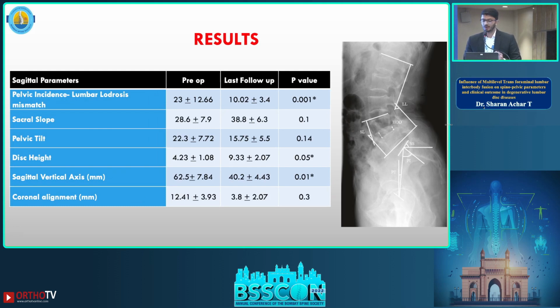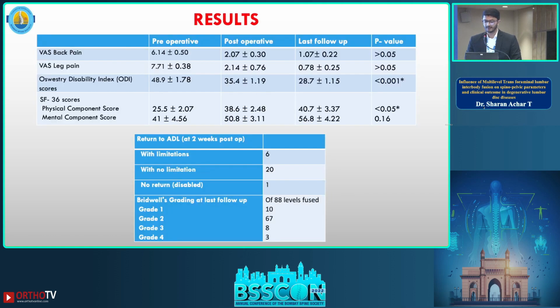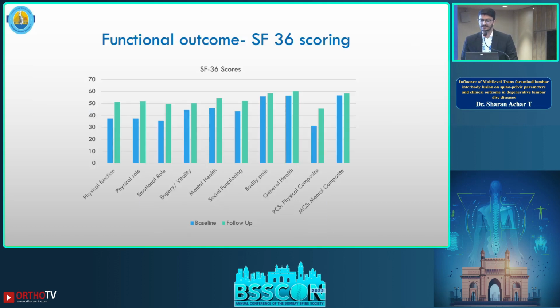We achieved good restoration of the lumbar lordosis, the pelvic tilt, the disc height, and the sagittal vertical axis, which were statistically significant. Similarly, in the functional outcome, the VAS score, the ODI, and the SF36 score showed a significant improvement. At the last follow-up, we were able to achieve 96% fusion rate according to Bridwell's grading. This is the functional outcome scoring on various categories.